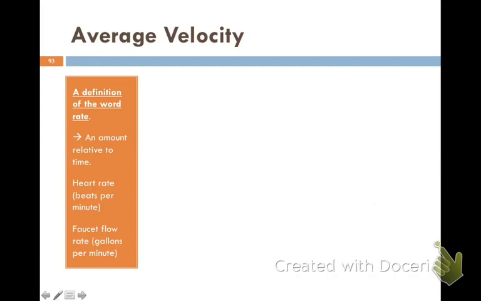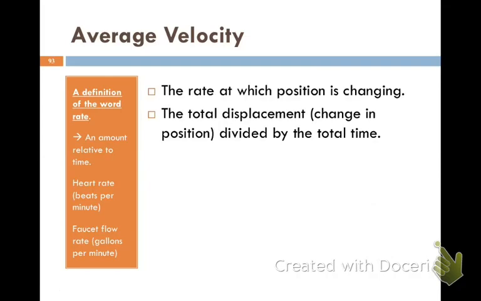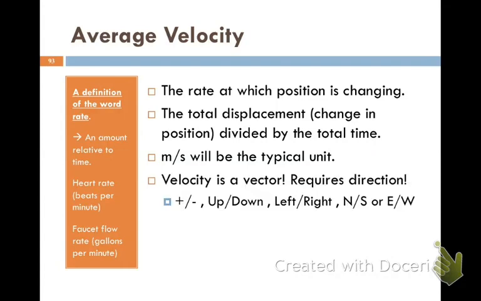All right, so then there's also average velocity, and velocity is like speed. It has a magnitude, but the difference is that it's a vector. Velocity is a vector, and the easiest way to remember that is velocity starts with a v, so does vector. And so it's going to have a direction. It's going to go up, down, in the positive direction or in the negative direction. So average velocity is a rate at which position is changing.